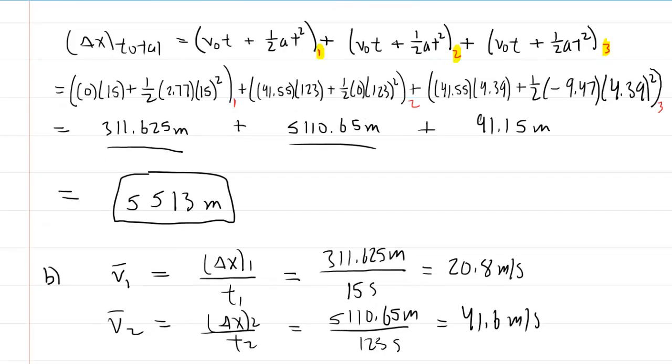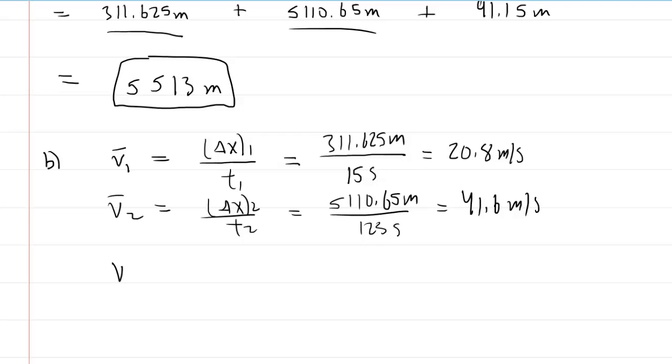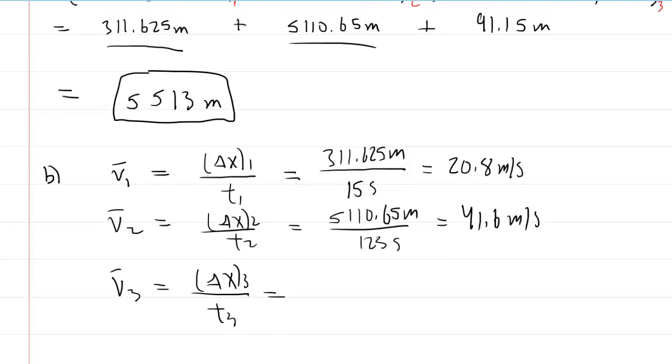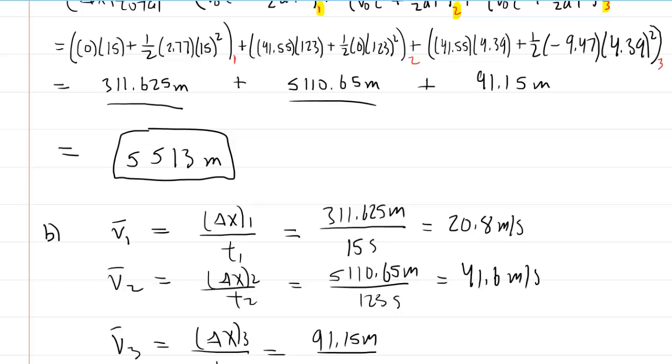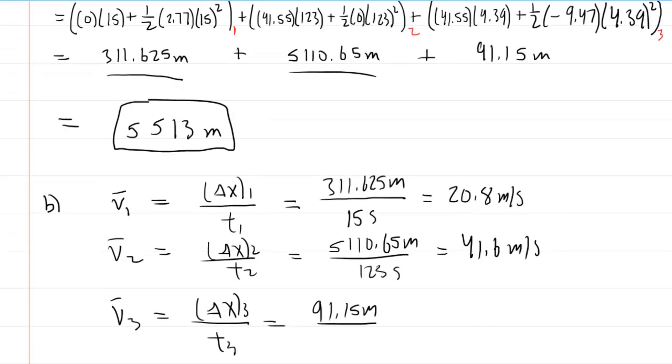And so we end up with about 41.6 meters per second. And finally, the average speed for segment 3 is the distance traveled in segment 3 divided by the time for segment 3. The distance traveled was listed as 91.15 meters, and then divide that by the time, which was 4.39 seconds. And we work that out, and we end up with about 20.8 meters per second.